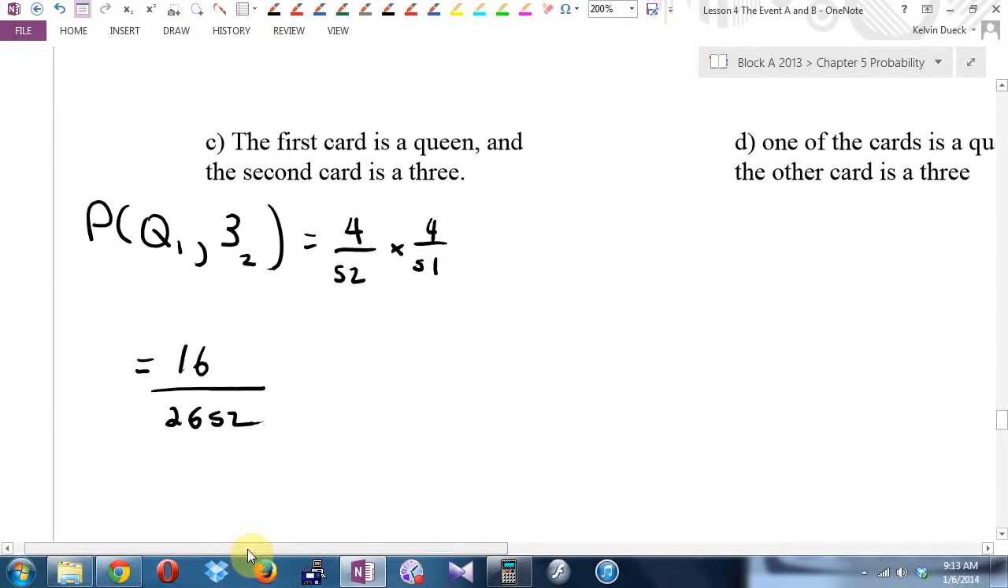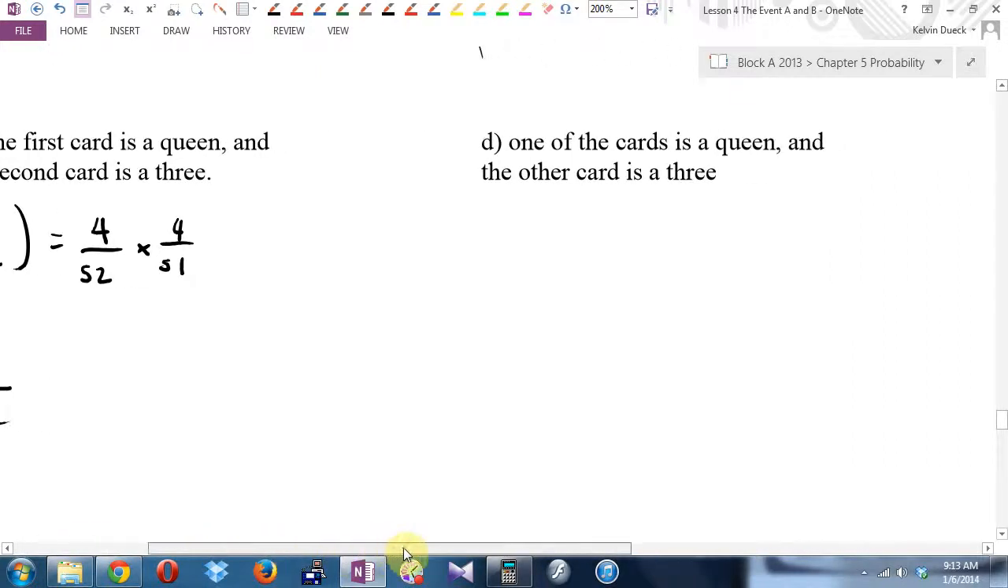How is D different from C? Okay. D is going to be a more difficult question, because you can get a 3 or a queen on the first draw, followed by a 3 or a queen on the second draw, but don't get 2 3s in a row and don't get... I think we're going to have to do a 3-branched tree. I think my tree is going to look like this.